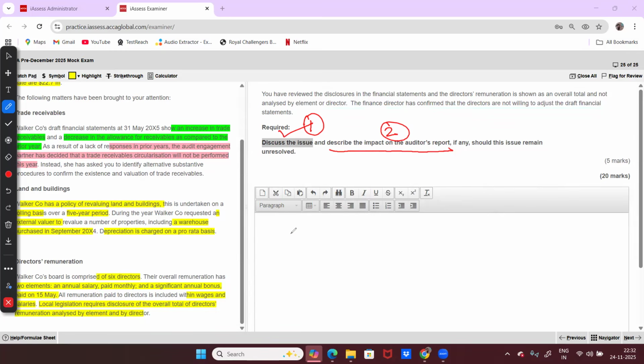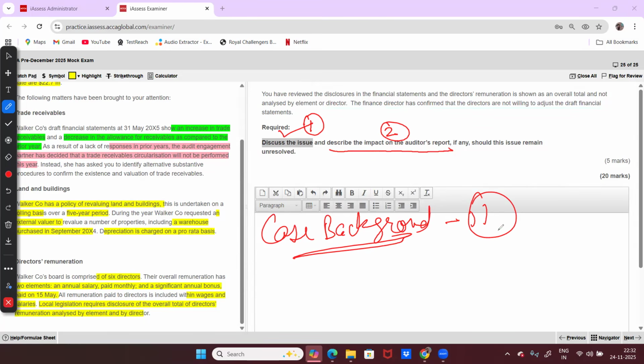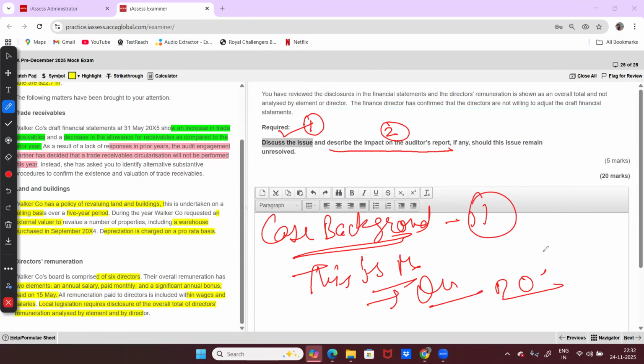I say that you always have to give a case background to the question, and that will fetch you 1 mark. A lot of people come up to me and say, ma'am, the background is not necessary, we can simply state that this is material. How do students write it? This is material, this is going to lead to a qualified opinion, basis for qualified opinion. Simple, done. What about this, guys? How are you going to justify this?